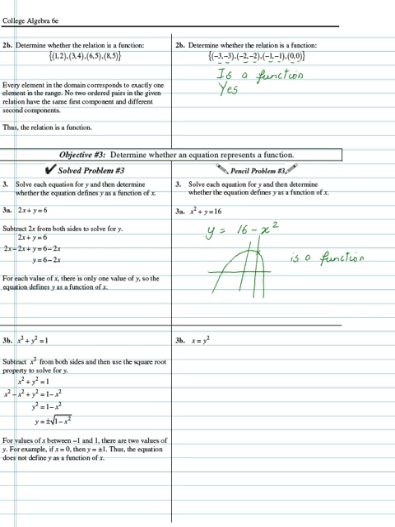In this case, I'm going to solve for y. y is equal to plus or minus square root of x. And again, I'm going to plug it in my calculator. Remember, I have to plug in plus or minus, so I would get square root of x and negative square root of x. This is square root of x. This is negative square root of x. And when I do my vertical line test, the line meets the graph 2 times, so this is not a function.